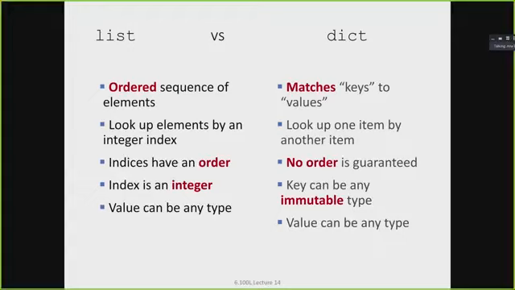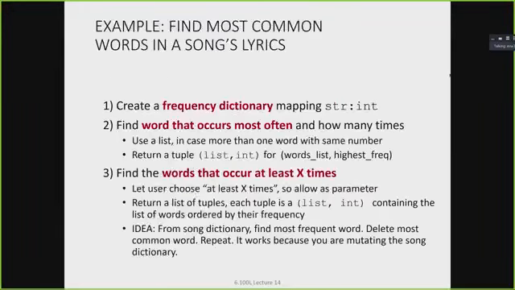There are some restrictions on the keys or these indices, so they can't be mutable, aka they must be hashable. But other than that, the things that you store related to that key can be any type, just like you can store any type in a list.